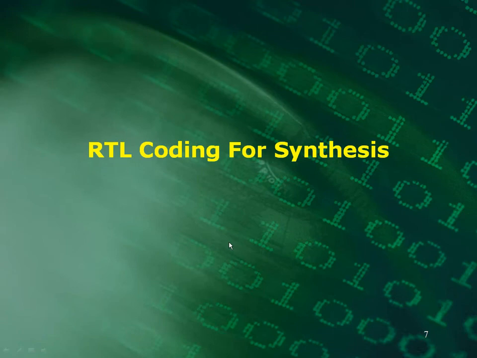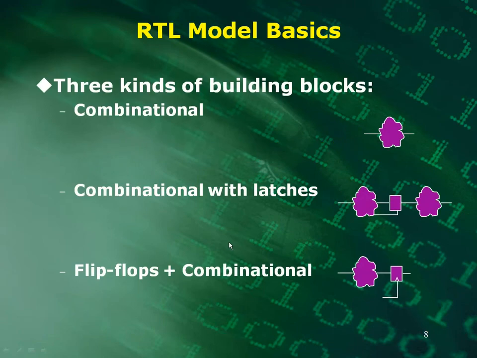So now we're going to begin looking at RTL coding for synthesis. There are basically three types of building blocks for RTL models: combinational, combinational with latches, and flip-flops plus combinational. So these are the notation. And of course you can mix and match these how you want. So yes, I could have combinational after this flip-flop. I could add that after it.